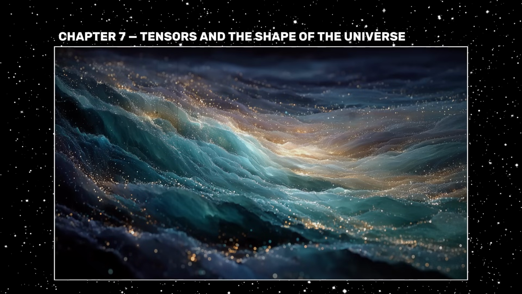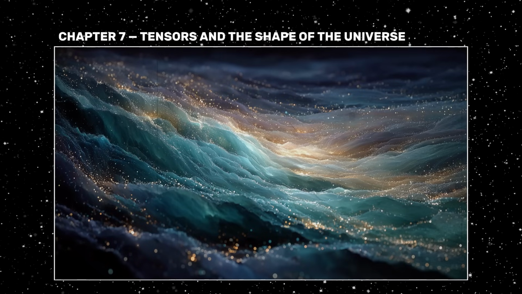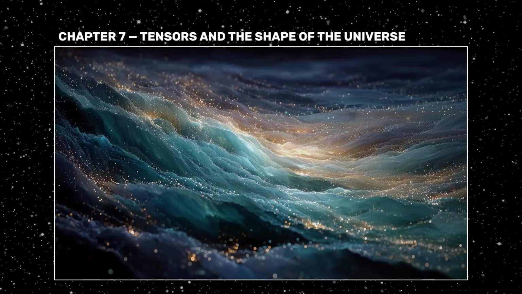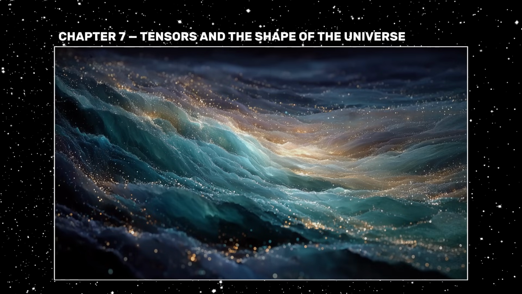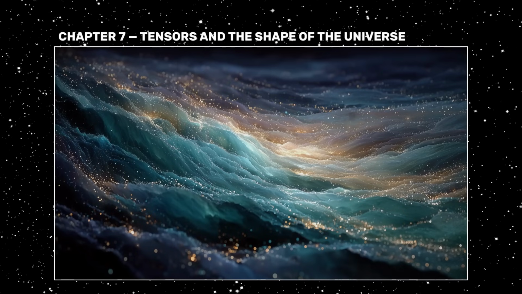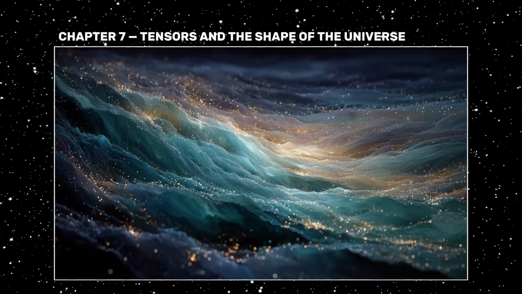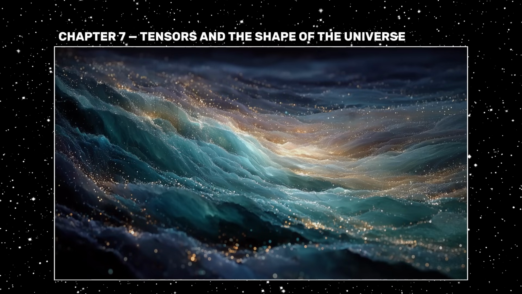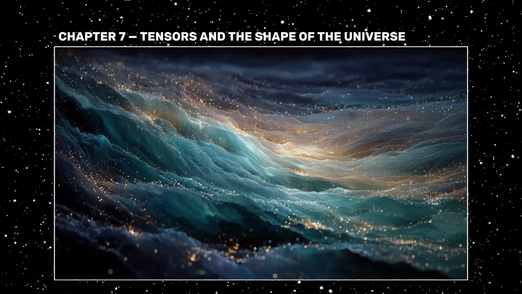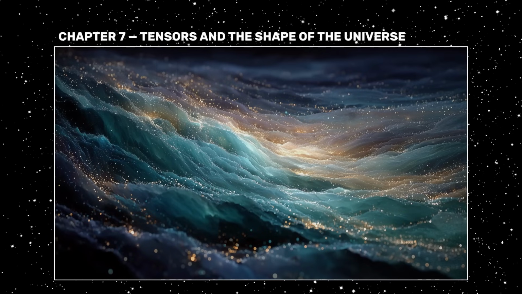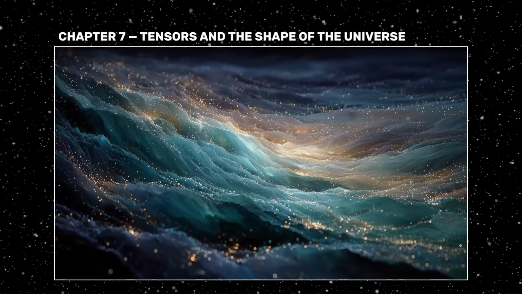If the curvature vanishes everywhere, the universe is flat. If the curvature is positive, the universe is closed, curving back on itself. If the curvature is negative, the universe is open, expanding forever in a saddle-like geometry. In this way, the tensor formalism provides the rigorous framework to define what we even mean by the shape of the universe.